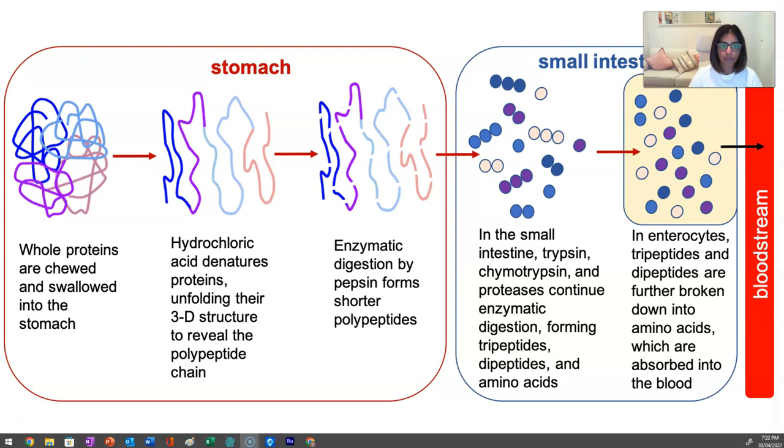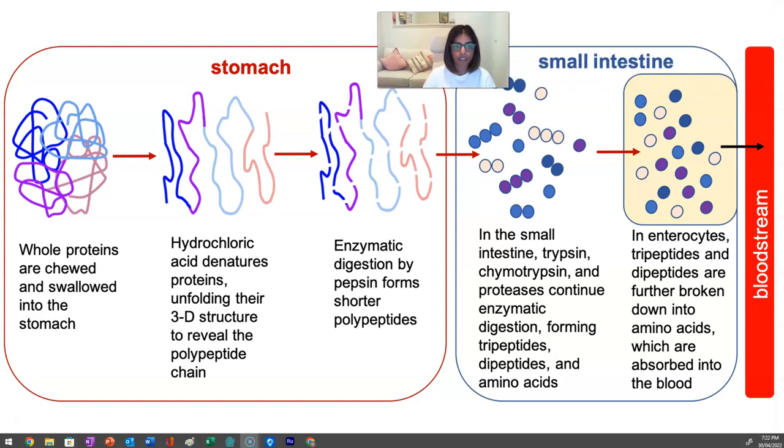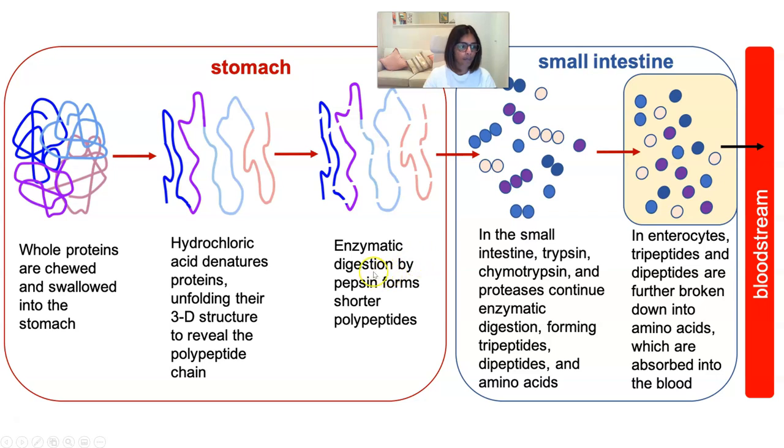So just to give you an understanding of what happens in each part of the body. This is looking at proteins, but this could be true for any enzyme. So here we have a large macromolecule, which is protein. This is chewed, which is aided through mechanical digestion, and it's swallowed into the stomach. The hydrochloric acid will denature that protein, and it will change the physical structure, but we still have one large protein molecule.